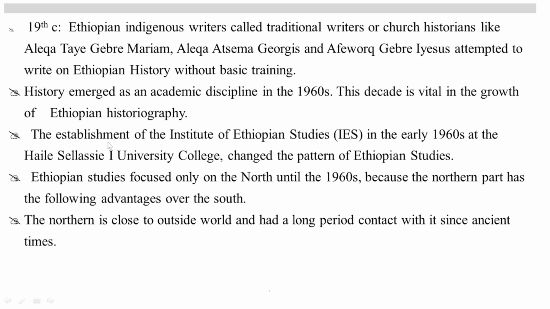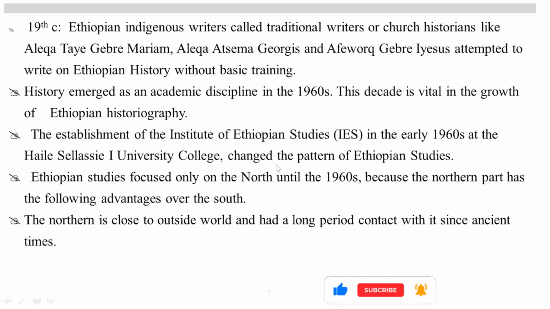The first one, the establishment of the Institute of Ethiopian Studies, IES, in the early 1960s at the Haile Selassie I first university college, changed the pattern of Ethiopian studies, which focused on the northern part of Ethiopia, to other parts of the country. This means the most important one. Ethiopian studies focused really on the northern part until the 1960s because the north had the following advantages over the south.